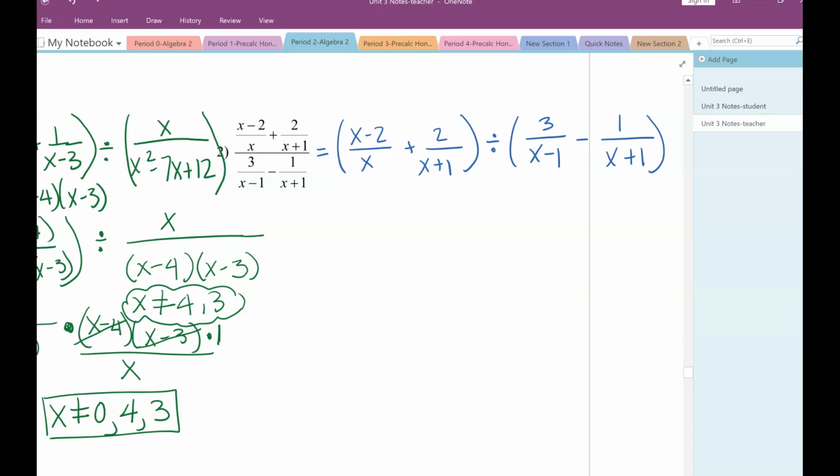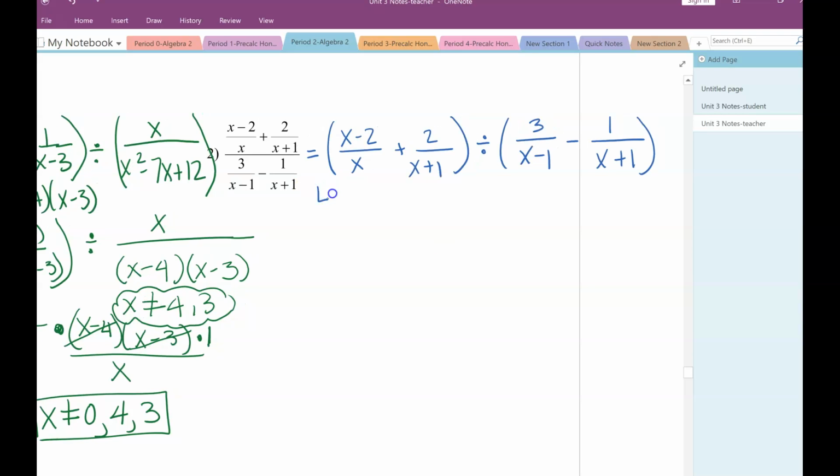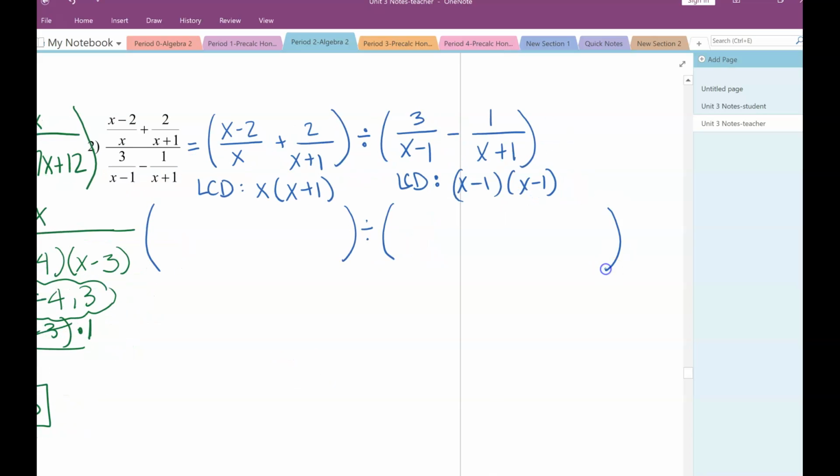Okay, what is the lowest common denominator of the first set of quantities? X times x plus 1. This one, how about the second set, the LCD? X minus 1 times x plus 1. All right. And slowly, okay, remember we have 2 sets of quantities, so you gotta slowly work that out. If you rush, we might make silly mistakes, and we don't want that to happen.